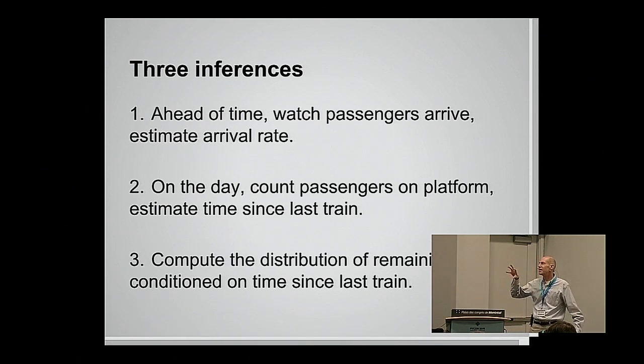And I'm going to do this in 3 inferences. So the first one is, I need to know the arrival rate of passengers so that I can infer from the number of passengers on the platform how long it has been since the last train. And if I know something about the train schedule, and I know how long it has been since the last train, then I can infer the time until the next train. And if that prediction exceeds the allowed time in my schedule, then I know I have to go upstairs. So that's what this is going to look like.